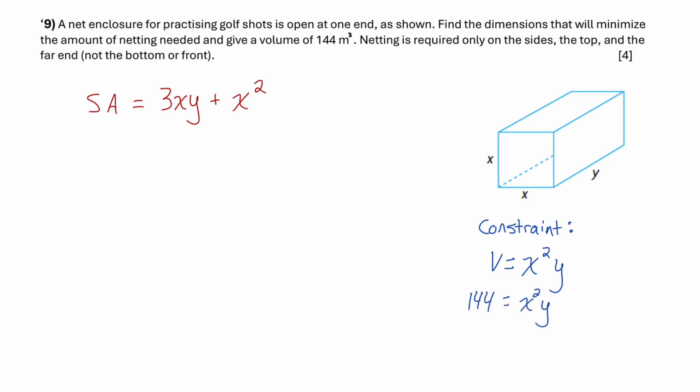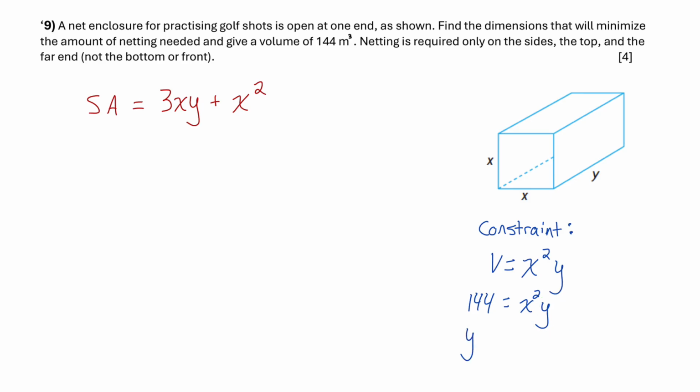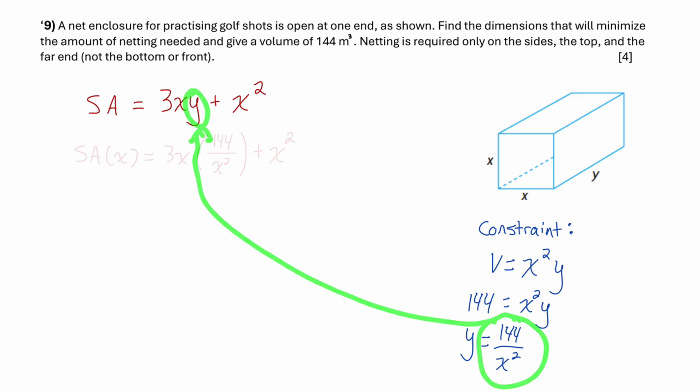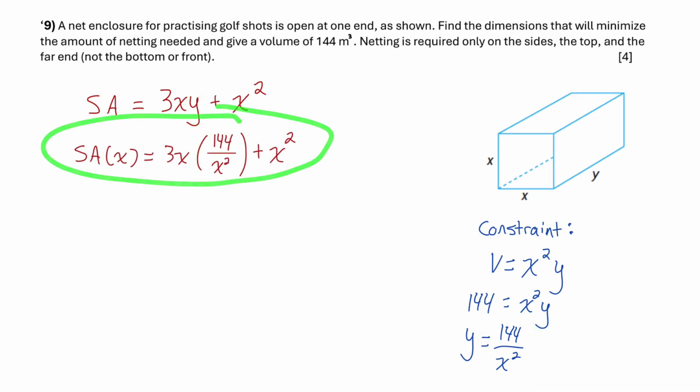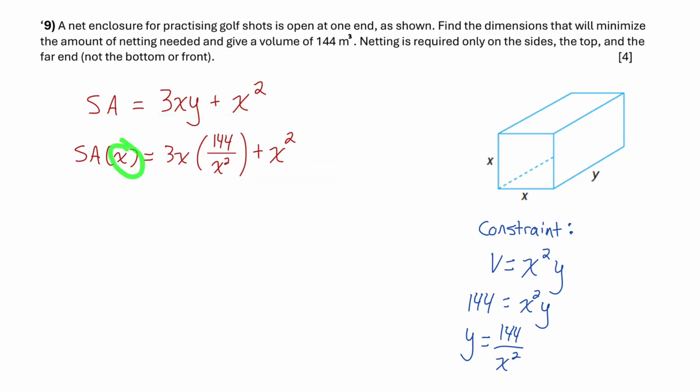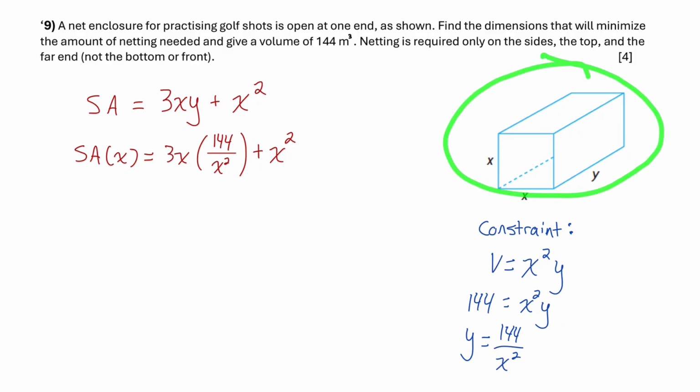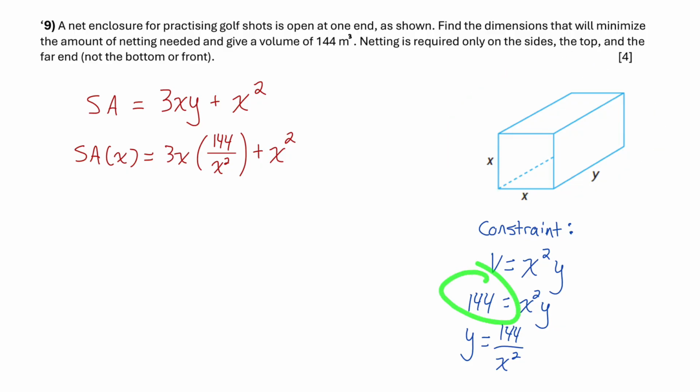And now what I do with this constraint is I isolate one of the variables, so I'll isolate the y by dividing the x squared to the other side, and I see that y has to be equal to 144 divided by x squared. And what I can do now is take what I know y is equal to and replace it with the y in my surface area formula. And now what we have here is a surface area equation written in terms of only one variable, that variable is x, where this is the surface area of this very specific square-based prism that has a volume of 144. Whatever x is equal to, it will adjust y to keep the volume at 144. And what we want to do is find the minimum value of that function.